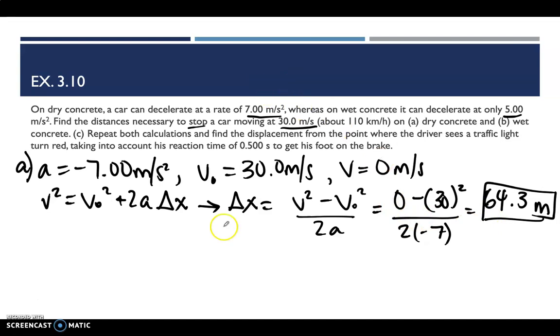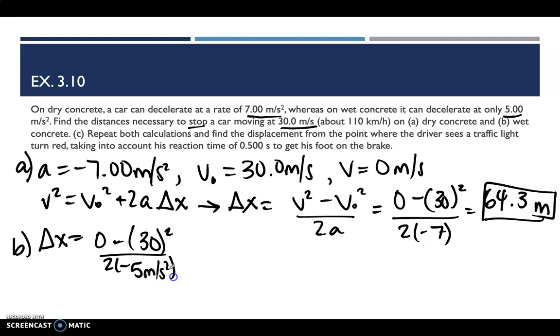to stopping point. Now for B, delta x is going to be, again, 0 minus 30 meters per second, divided by 2 times our acceleration, which is now 5 meters per second squared. So now it's 30 squared over 2 times 5, which is going to now be 90 meters.